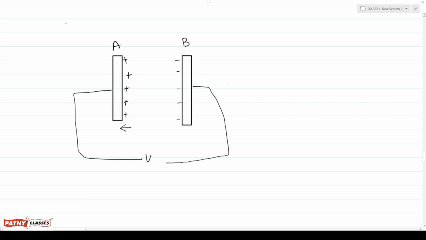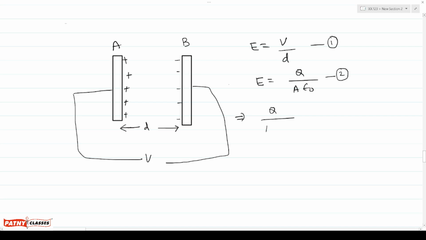The distance between the plates is D. So the electric field E equals V upon D. Call it equation number 1. The electric field is also given by E equals Q upon A epsilon naught. Call it equation 2. We already derived these equations. Now we have equations 1 and 2, both equal to each other. This implies Q upon A epsilon naught equals V upon D.